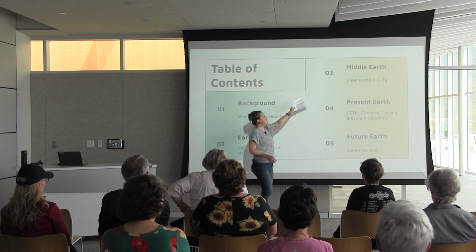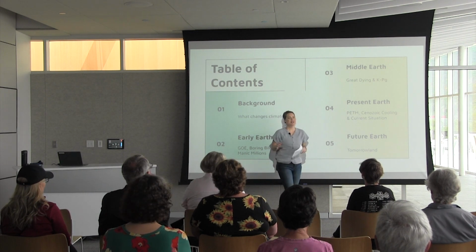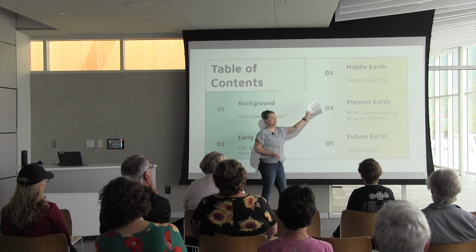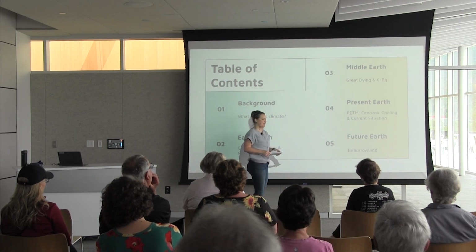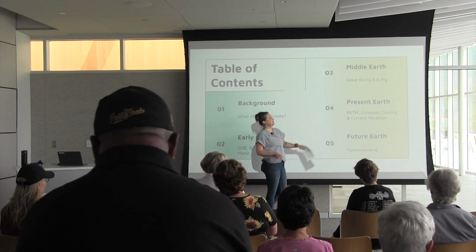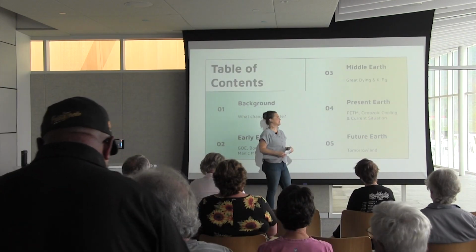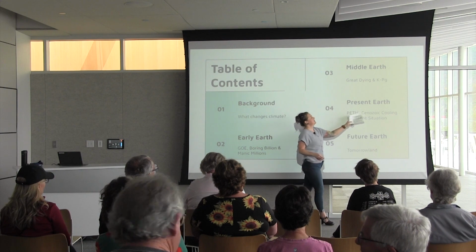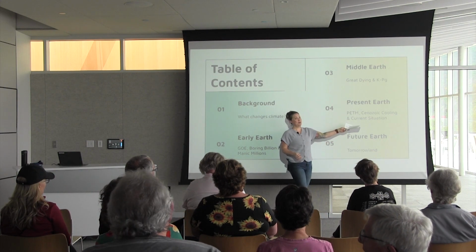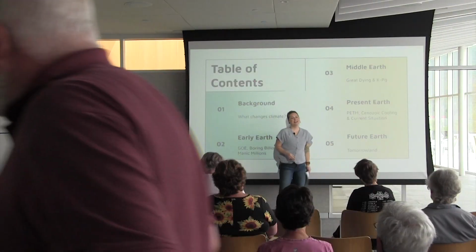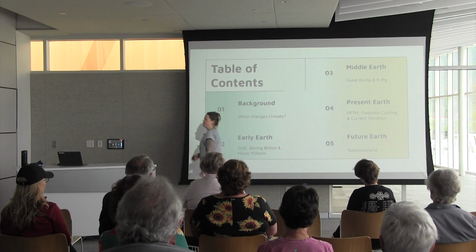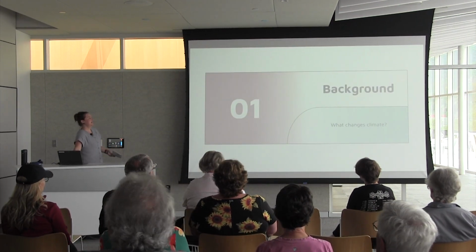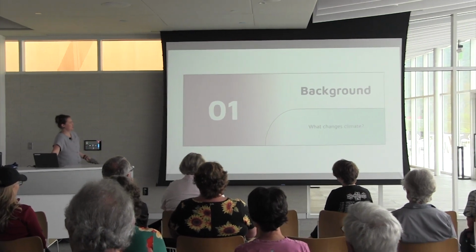Then we'll get into Middle Earth, which is basically the Paleozoic and Mesozoic, and it's the time of death. So I'm going to talk about the Great Dying and the KPg Extinction Event. Then we'll get into our present Earth. This is basically the past 66 million years, and talk about the Paleocene-Eocene Thermal Maximum, Cenozoic cooling, and then our current situation. And then we'll have fun thinking about future Earth. So let's get started. What causes climate to change?